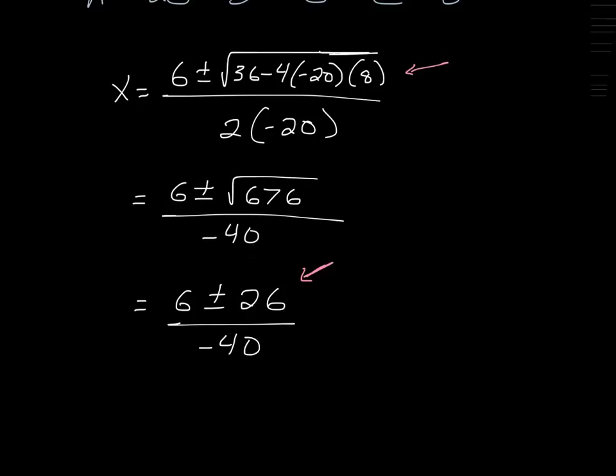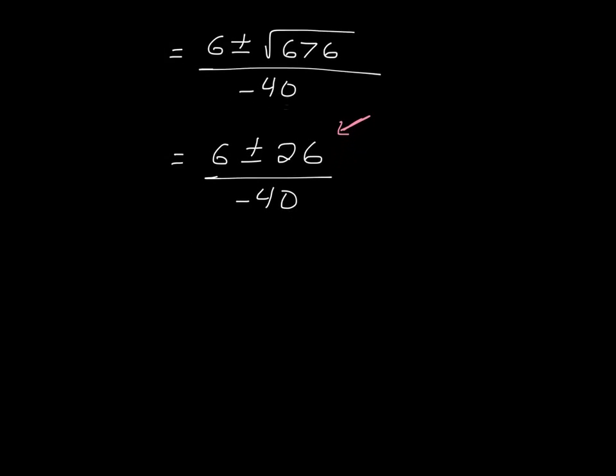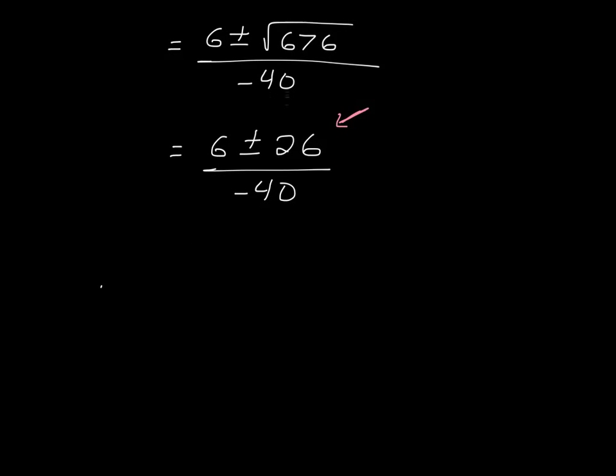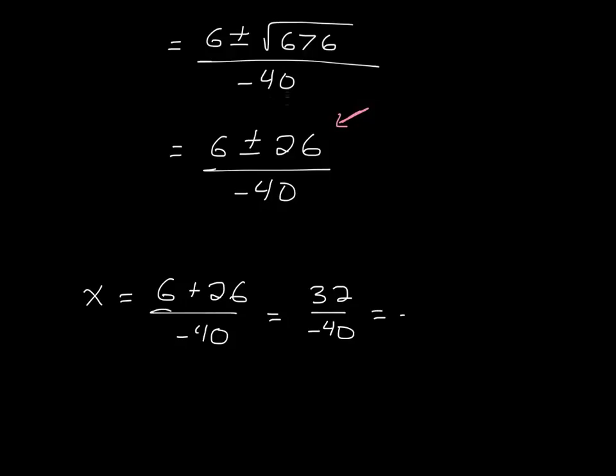So there's two solutions. It's when 6 plus 26 is divided by negative 40, and when 26 is subtracted from 6 and then divided by negative 40. We'll compute each of those separately. So the first solution is 6 plus 26 over negative 40, which becomes 32 over negative 40, and by reducing that by canceling a common factor of 8, we get negative 4/5.